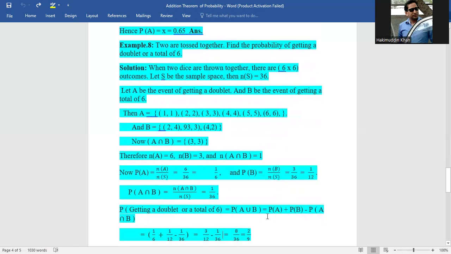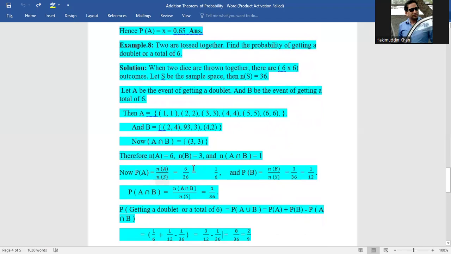N of A is equal to 6. Look here, 1, 2, 3, 4, 5, 6. N of B is equal to 3, 1, 2, 3. N of A intersection B is equal to 1 here, because for A intersection B we have only (3,3). So 1 here.